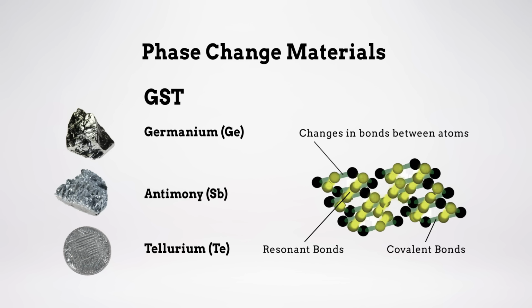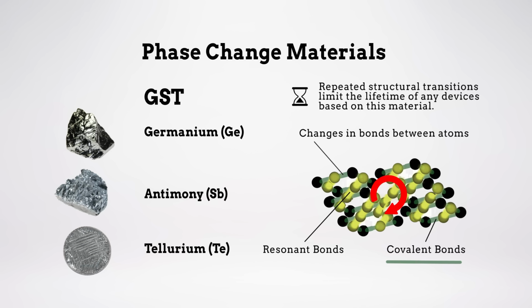Although the application of GST in devices relies on changes in the electronic and optical properties, most techniques used to change the phase simultaneously alter both the electro-optical and structural properties. This is unfortunate, as repeated structural transitions limit the lifetime of any devices based on this material.